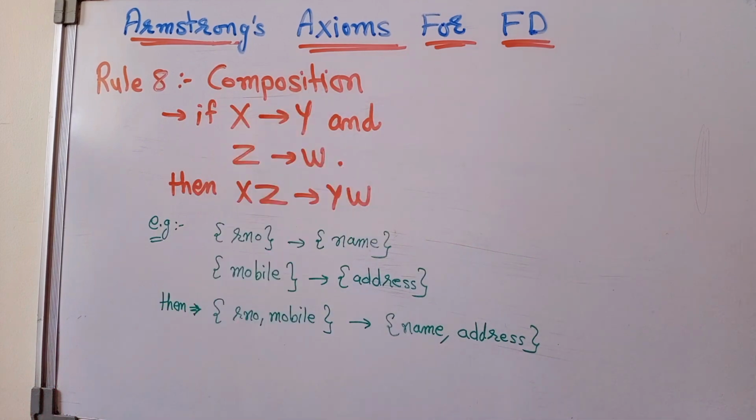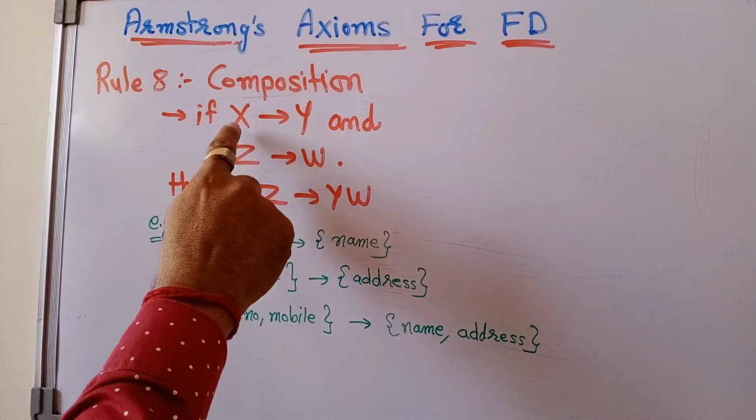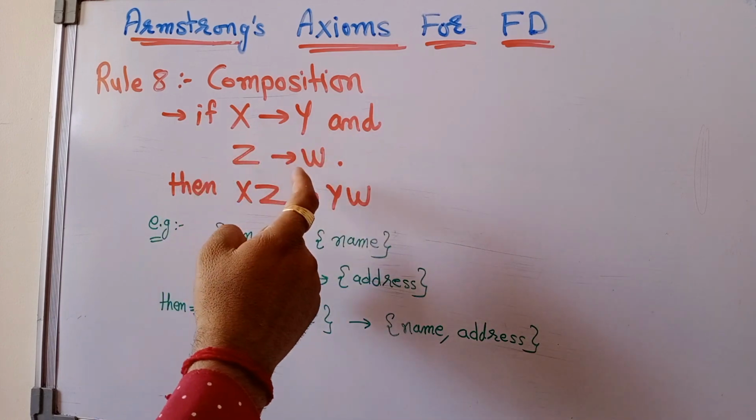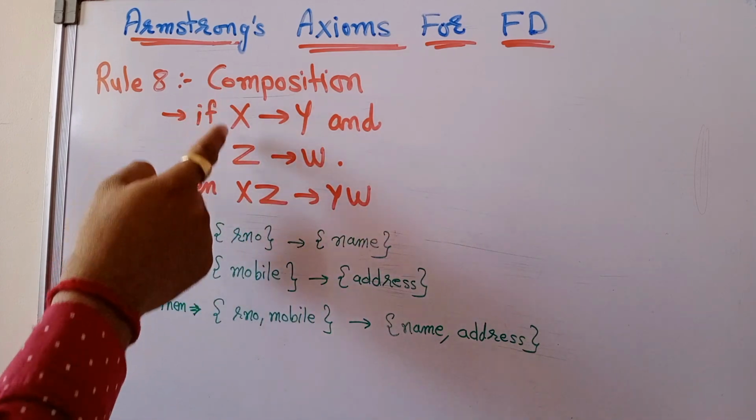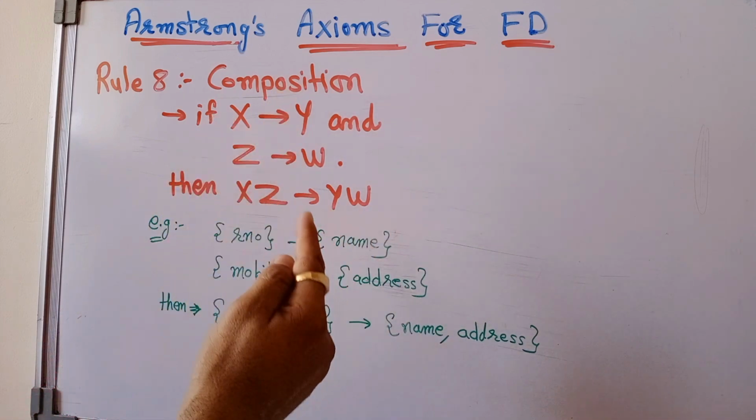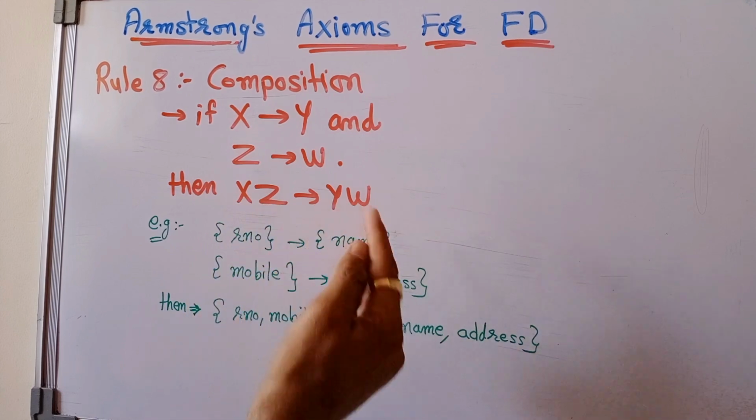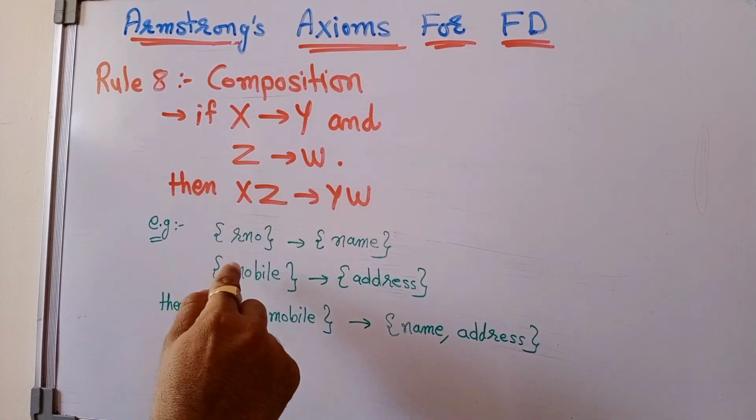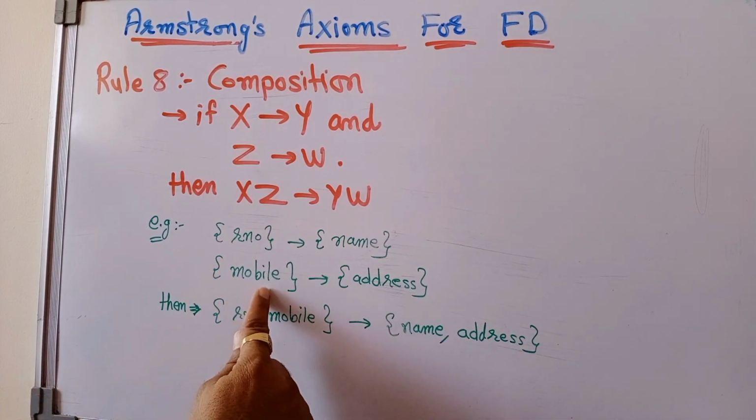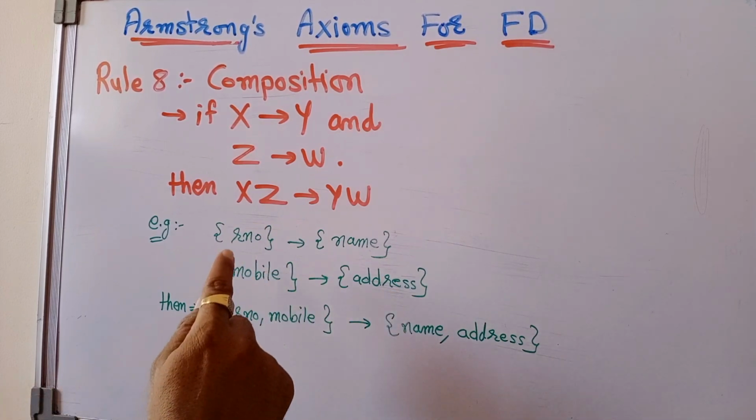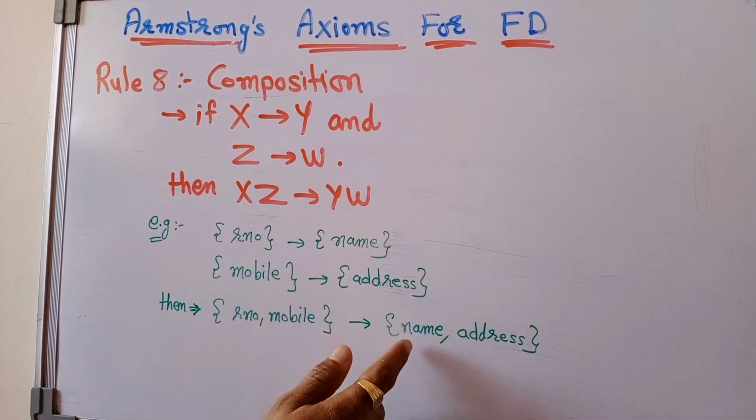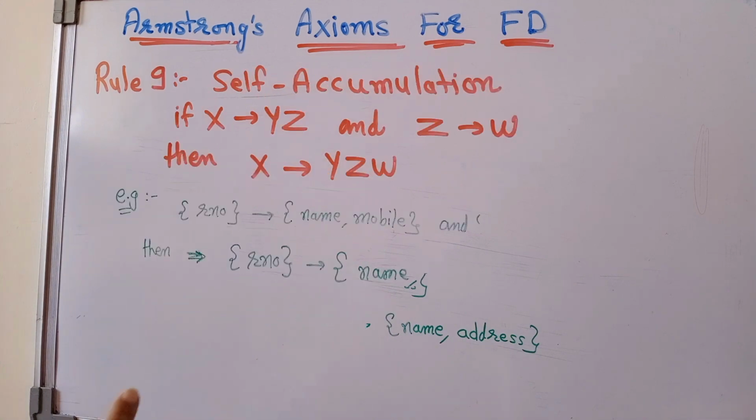Rule 8, composition. What does it say? If we have dependency x to y and there is one more dependency z to w, it means we can composite left hand side together, same way right hand side together. It means we can get dependency xz to yw. Let's understand this. We have roll number that defines name. Same way we have mobile number that gives me address. It means when we have roll number and mobile number together, we can get name as well as address together.